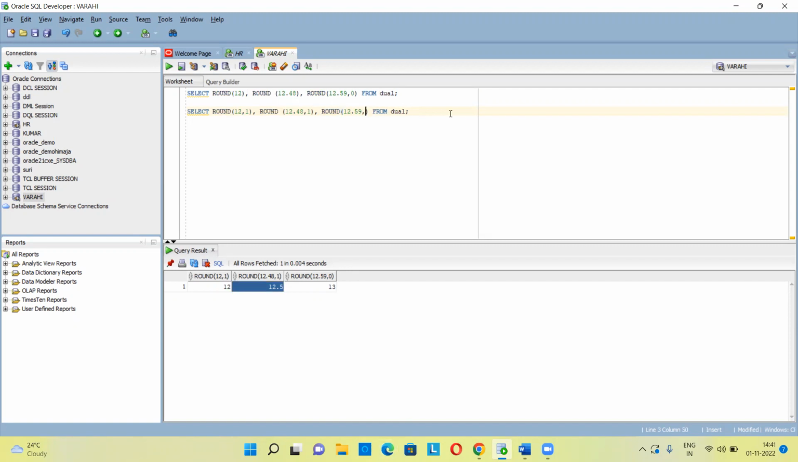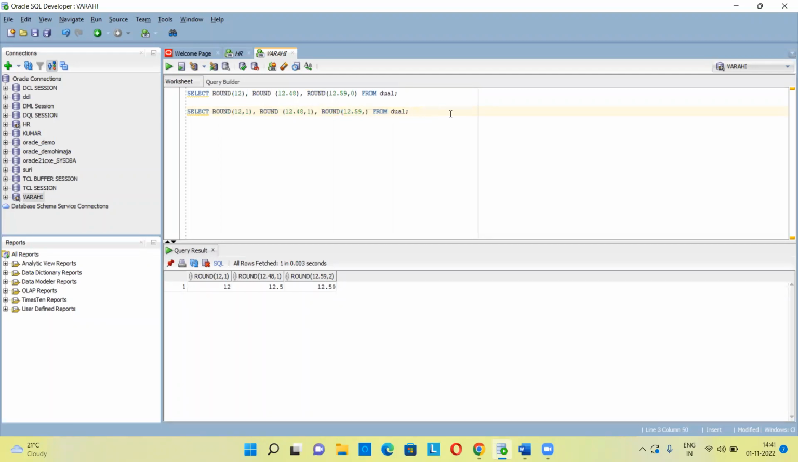Now, for the third example, instead of 1, you can also pass 2. Let me pass 2. Okay, I'm executing now. Before executing, let's see. I need two decimals in this, which means I need 12.59. After 12.59, is anything there? Nothing is there, right? Let's see. It's just coming as it is.